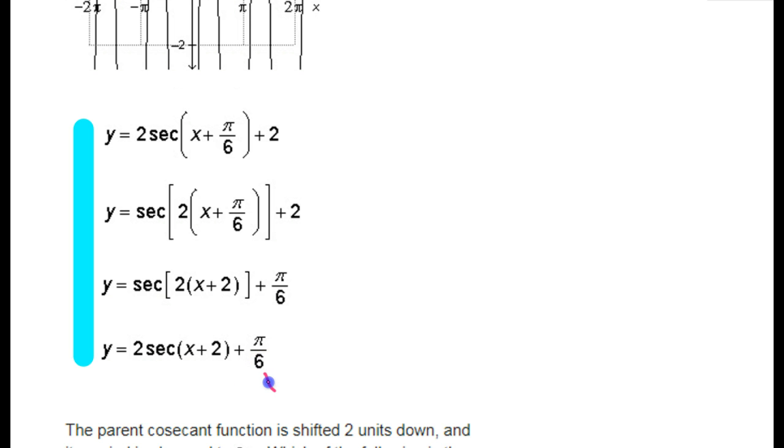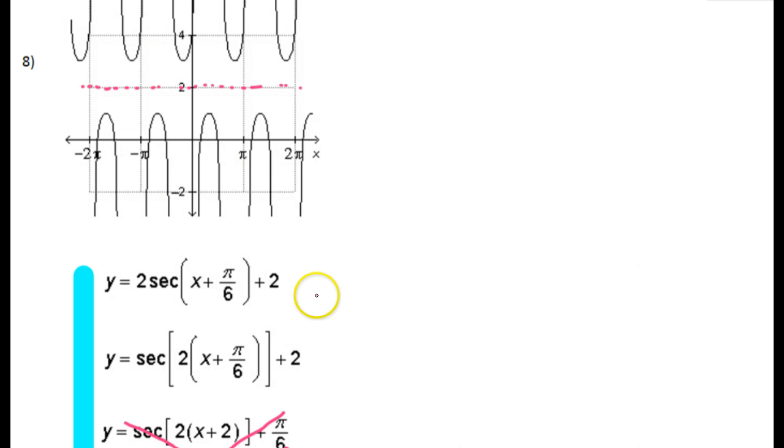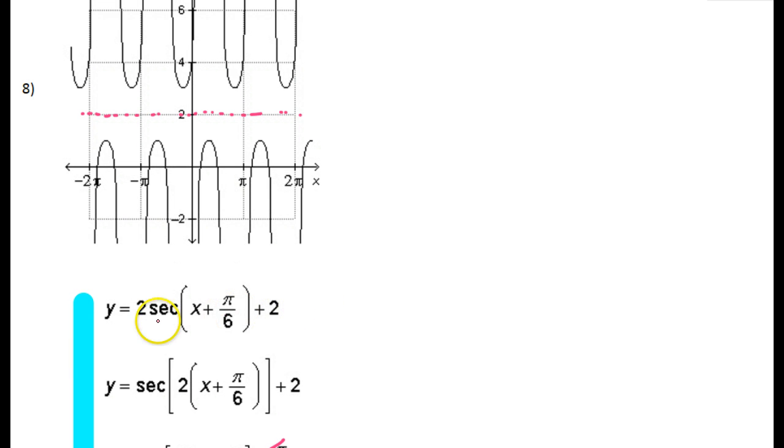And this number on the end should be the midline because this represents the vertical shift. So since these do not have a midline of 2, we can eliminate these. So now we have it down to these two choices. Next, let's see if we can narrow it down based on amplitude.